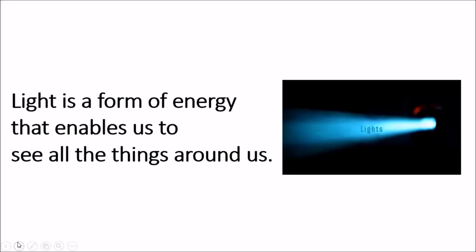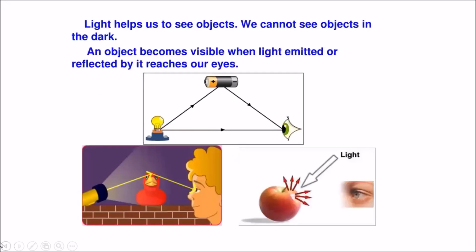Light is a form of energy that enables us to see all the things around us. So if you are in a closed room and if you can't see anything, that is because light is not reaching your eyes. So if you want to see something, light has to reach your eyes. So I want all of you to have a look at this screen. It says we cannot see objects in dark. An object becomes visible when light emitted or reflected by it reaches our eyes.